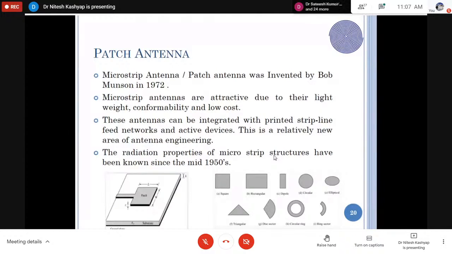attractive due to their light weight, conformability, and low cost. These antennas can be integrated in printed strip line feed networks and active devices. This is a relatively new area of antenna engineering. The radiation properties of the microstrip structure have been known since 1950.